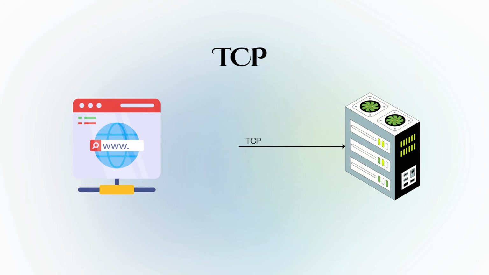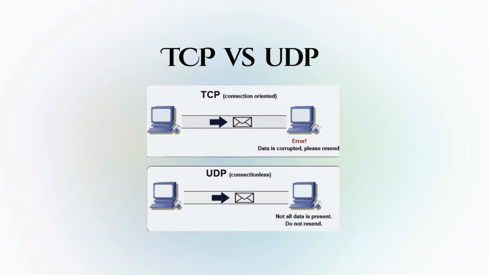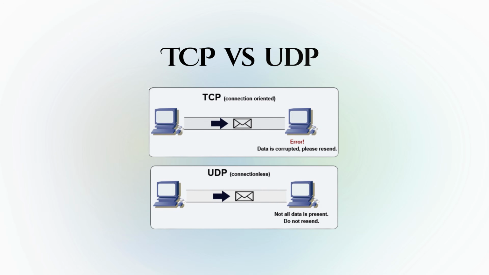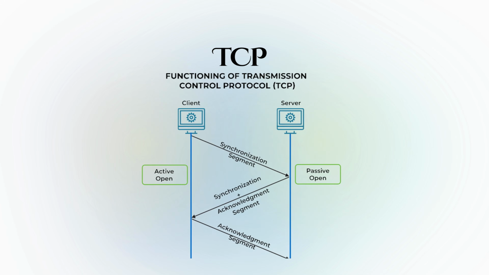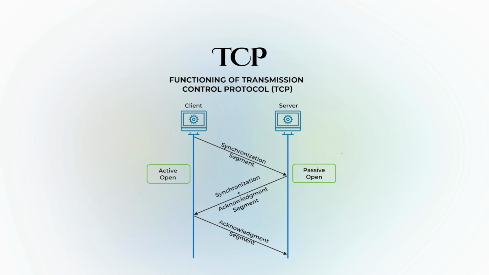Once the browser has the server's IP address, it uses the TCP protocol to establish a connection. TCP is a connection-oriented and reliable transport protocol, ensuring stable transmission of data like HTTP. A TCP connection is established using the three-way handshake to confirm both sides can send and receive data properly.